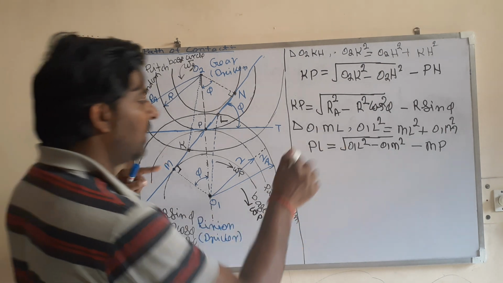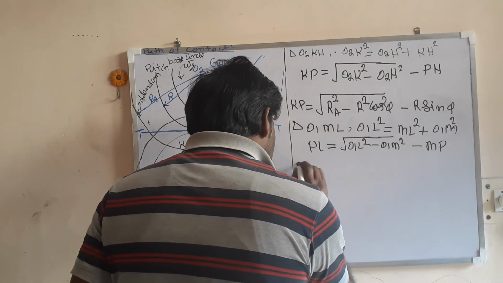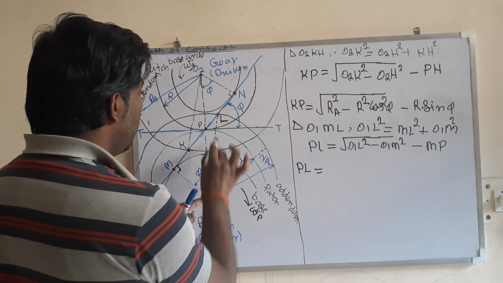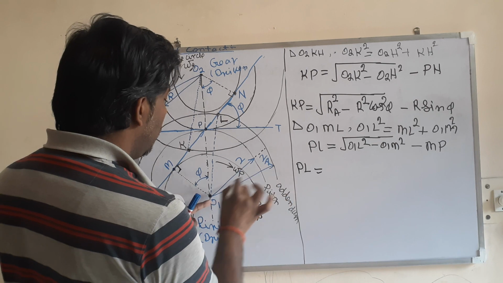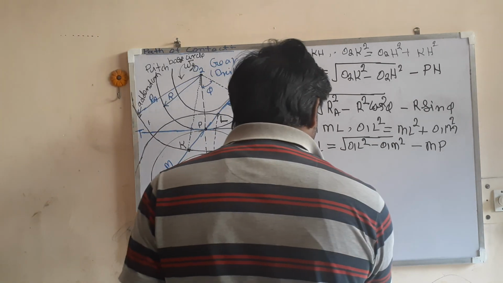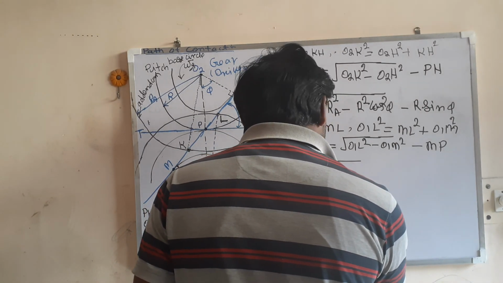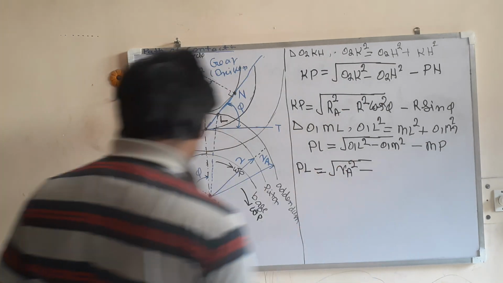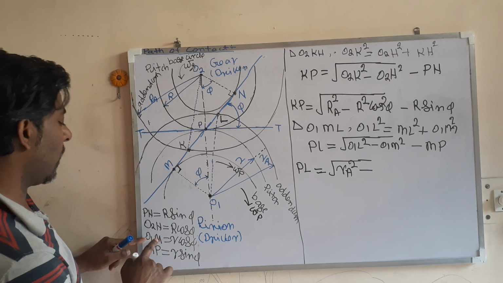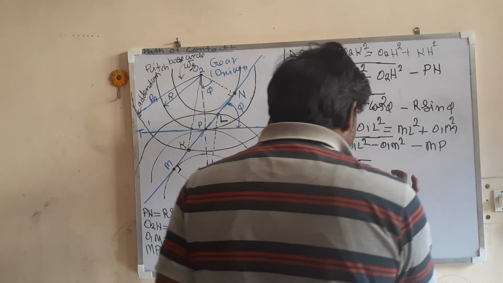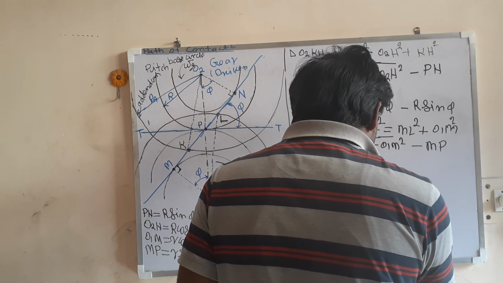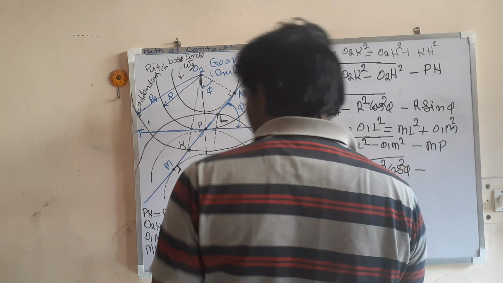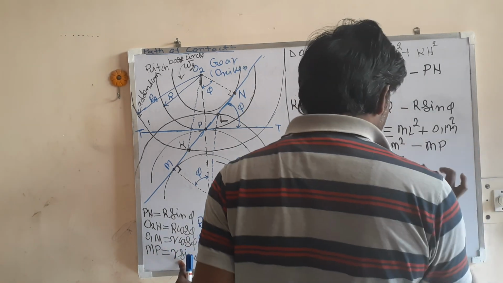Let us put all the values. So this PL is equal to O1L square. So look at here, what is this O1L? This is the addendum circle radius of the pinion. So this is under root Ra square minus O1M square, and this O1M is small r cos phi. So this is small r square cos square phi minus MP. Look at here, this MP is small r sin phi.